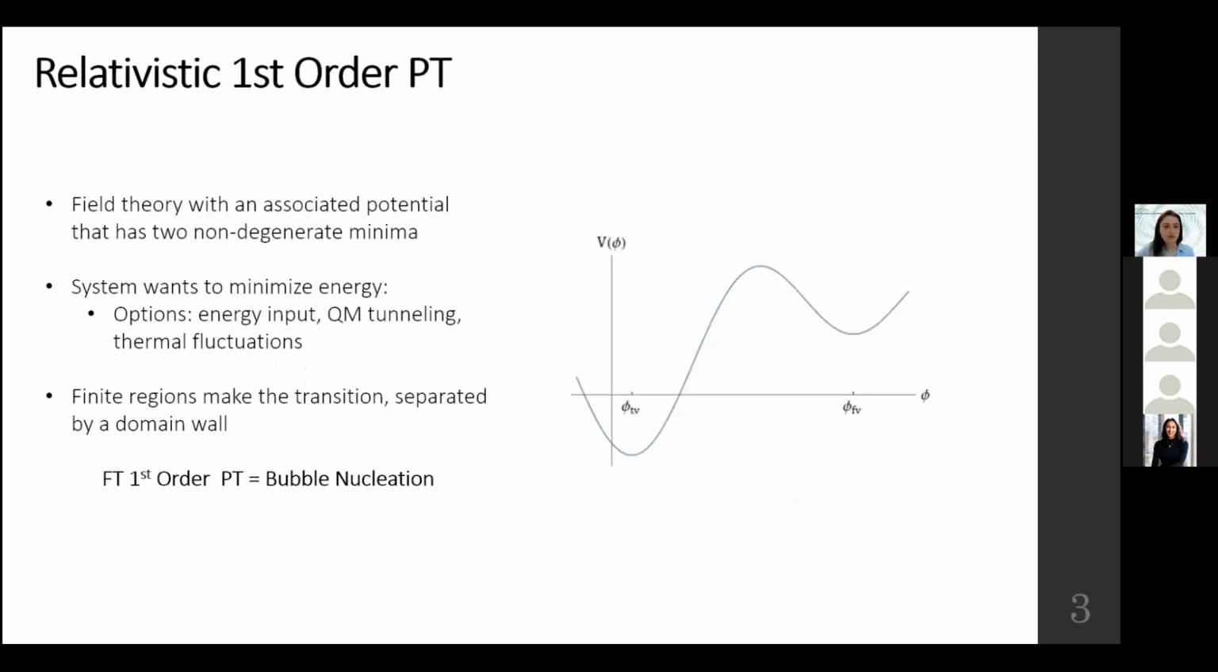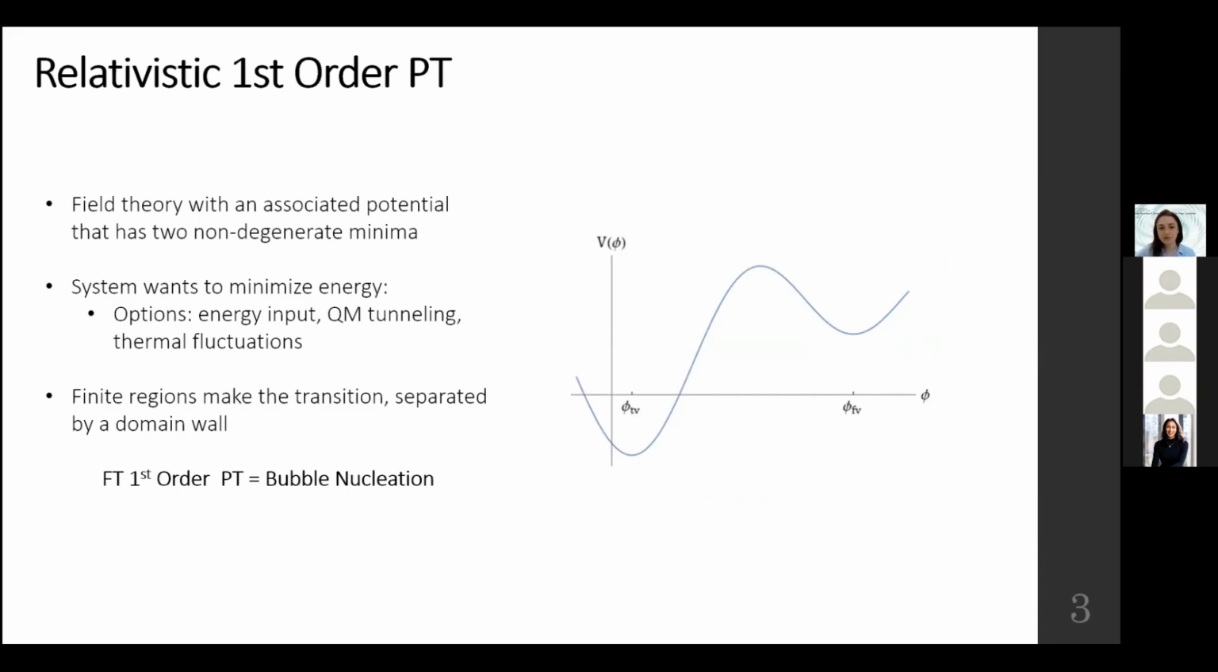Okay, so what is a relativistic first-order phase transition? It happens when we have a theory with an associated potential that looks like this. So it has at least two non-degenerate minima. If our system is initially located in this state, the false vacuum state we call it, it is not in the lowest energy state that it could find itself in. So it would like to minimize its own energy. And to do this, it has to overcome this potential barrier, and there are several ways for it to do so.